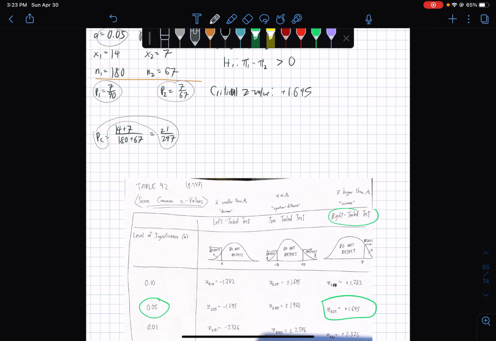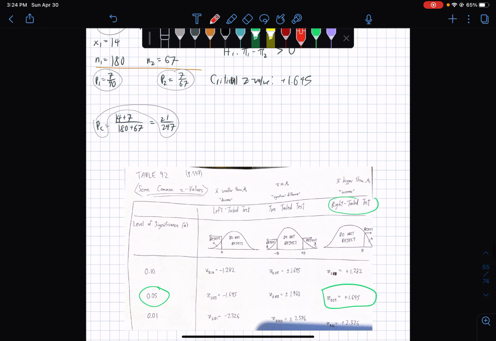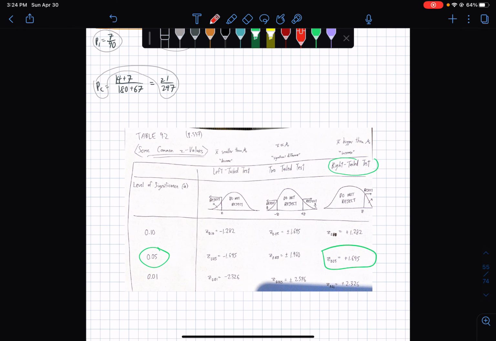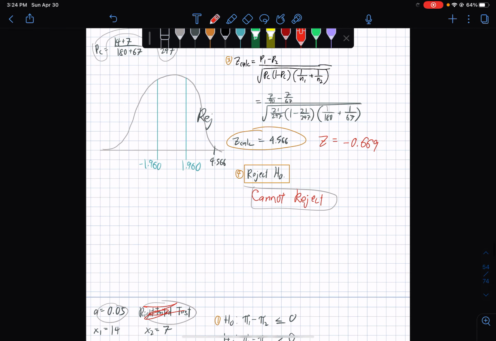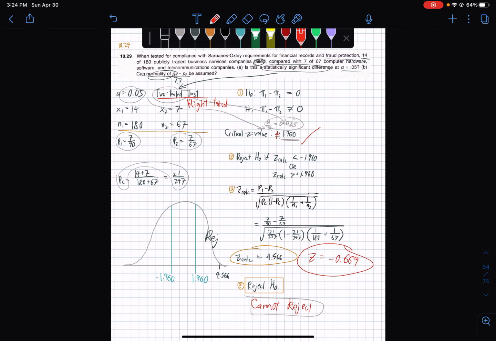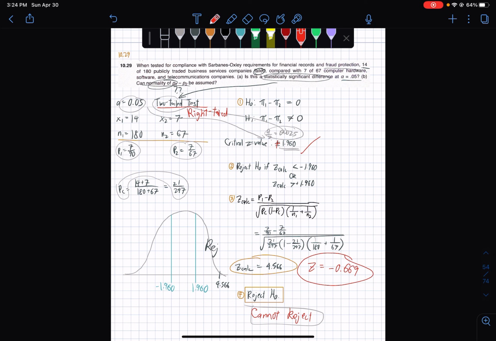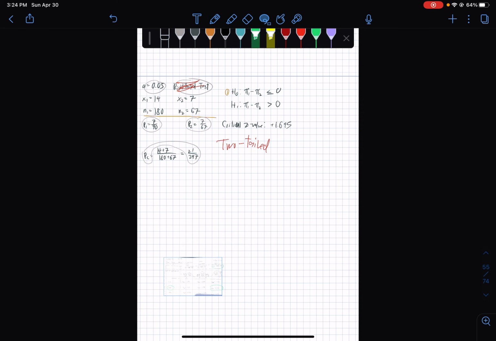Wait, no. What the heck? Ain't no way. The critical Z value is positive 1.960. I give up. It's actually two-tailed. But for some reason, the computation is like this. Screw it. I give up with 10.29. I'm sending this to my teacher. And yeah, I think we're done.